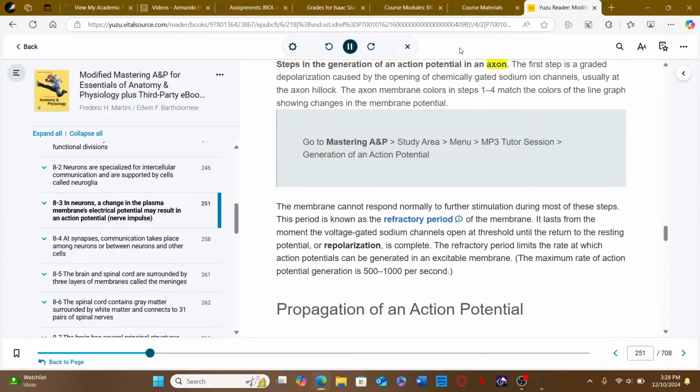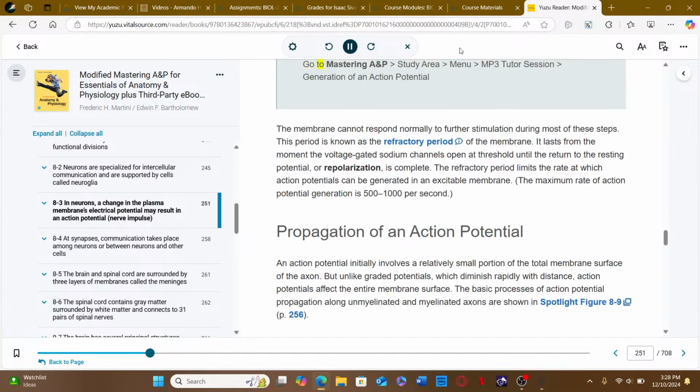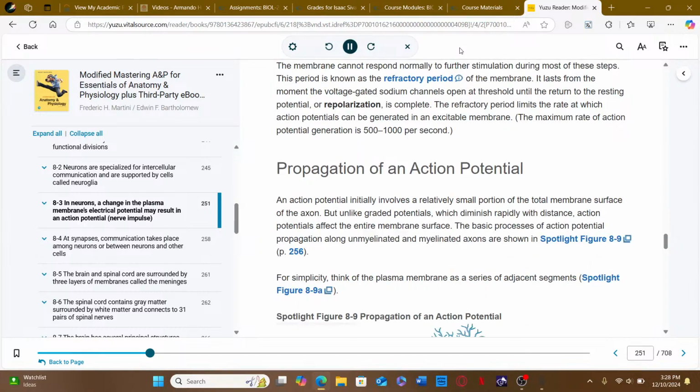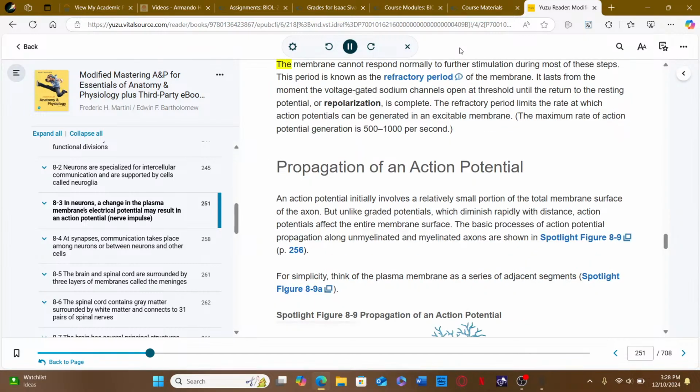Steps in the generation of an action potential in an axon. The first step is a graded depolarization caused by the opening of chemically gated sodium ion channels, usually at the axon hillock. The axon membrane colors in steps 1 to 4 match the colors of the line graph showing changes in the membrane potential. Go to Mastering A&P Study Area, Menu, MP3 Tutor Session: Generation of an Action Potential. Figure 8-8 Full Alternative Text.